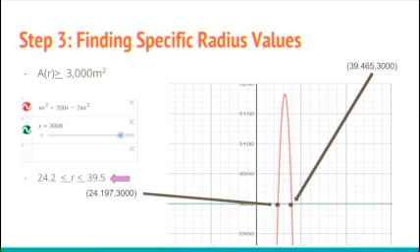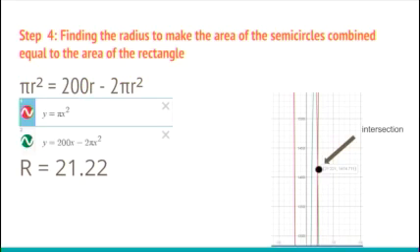So, to write these values in the correct format, we wrote our set notation to show that the A in terms of r function is greater than or equal to 3,000 meters squared when r is greater than or equal to 24.2 and when r is less than 39.5. Anywhere between these two values for r is when the A in terms of r equation is equal to or greater than 3,000 meters squared.